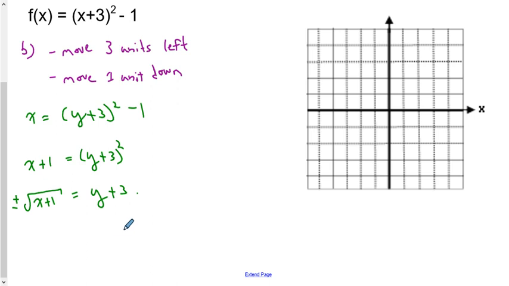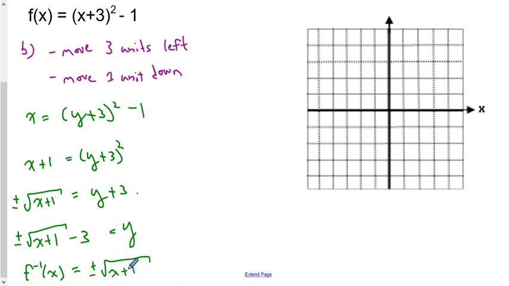And now let's get y by itself by subtracting 3 from both sides. So I'm going to have plus or minus this, x plus 1, and then I'm going to have minus 3 at the end. So my inverse function is going to be plus or minus the square root of x plus 1, minus 3. So this is my normal function, which is my radical function, but it's shifted 1 unit to the left and 3 units up.